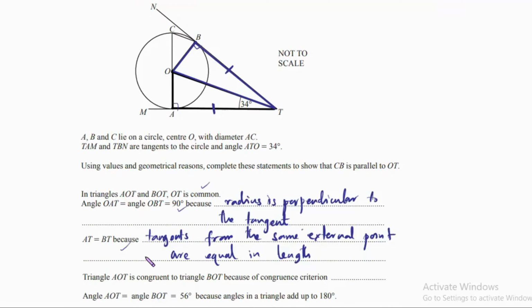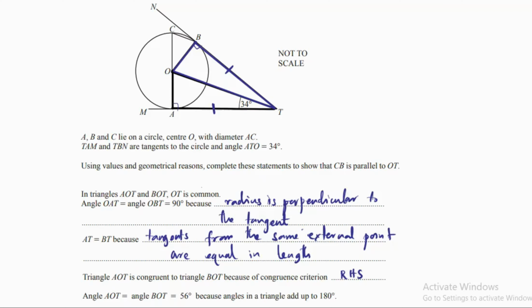And now due to these 3 reasons, we can say that the 2 triangles, AOT and BOT, are congruent. And then the criteria is what we are supposed to mention. In this case, it will be RHS because we have right angles. Hypotenuse is also common. And the other side that is matching is one of the shorter legs. So definitely it's going to be RHS.